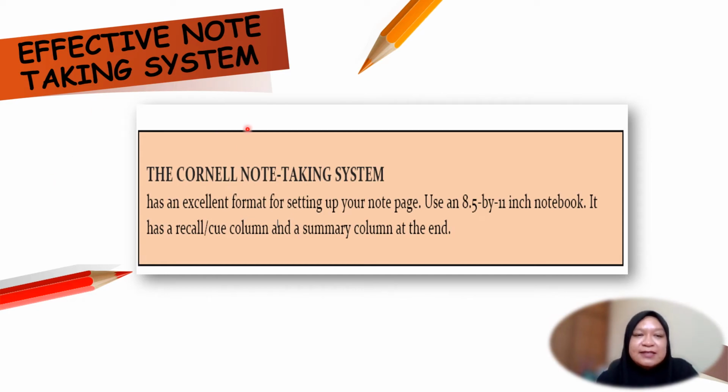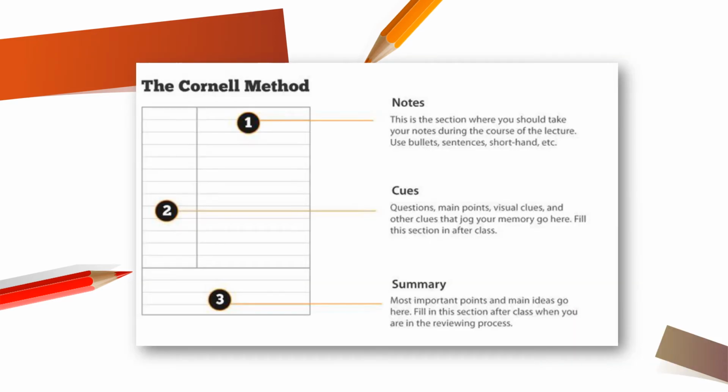Effective note-taking system. We use the Cornell note-taking system, one of the systems we can use when we take notes. This Cornell note-taking system has an excellent format for setting out your note page. Using an 8.5 by 11-inch notebook, it has a recall or Q column and a summary column at the end. Basically it looks like this. This is the Cornell method. So here is the note.